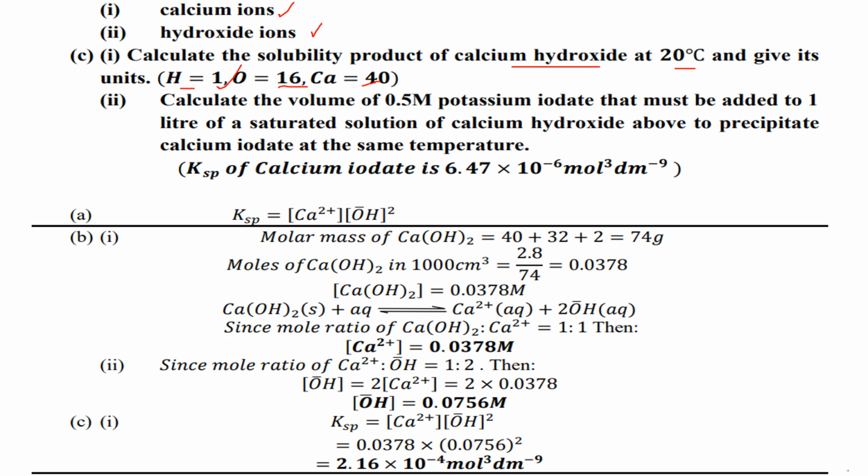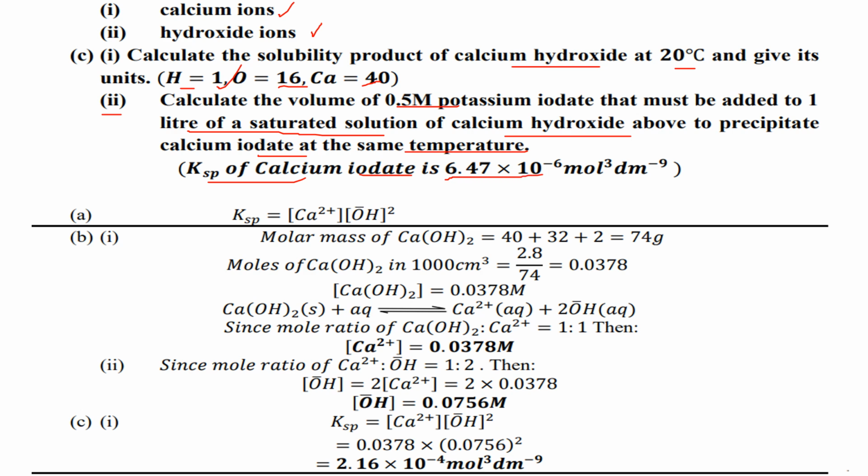Now Roman number 2, we are going to calculate the volume of the 0.5 molar potassium iodate that must be added to 1 liter of a saturated solution of calcium hydroxide above, so as to precipitate calcium iodate at the same temperature, provided the solubility product of calcium iodate is 6.47 × 10^-6.